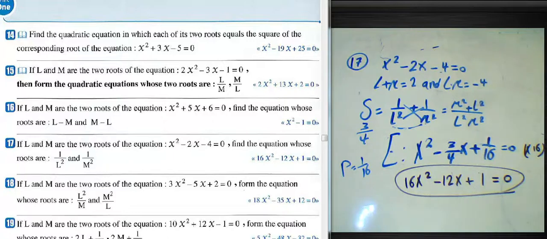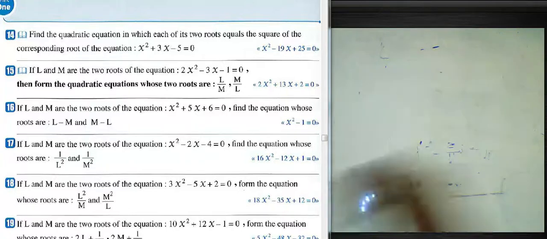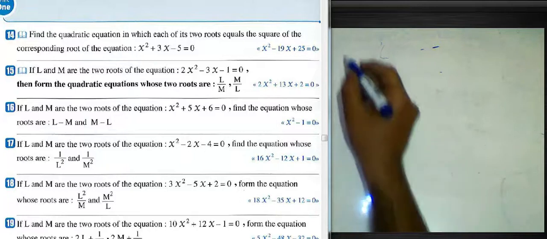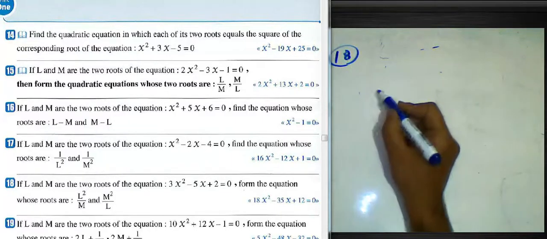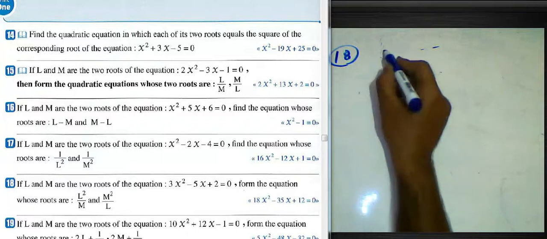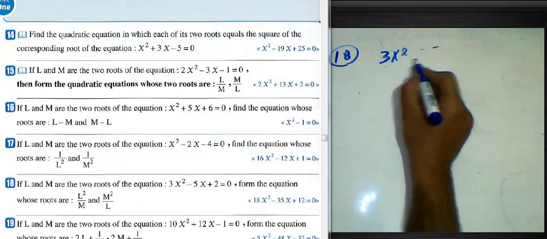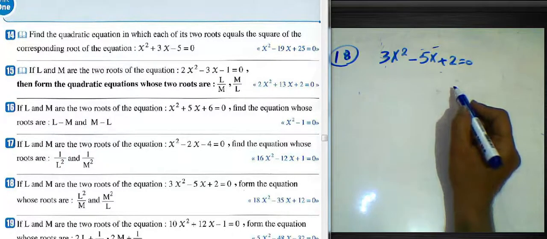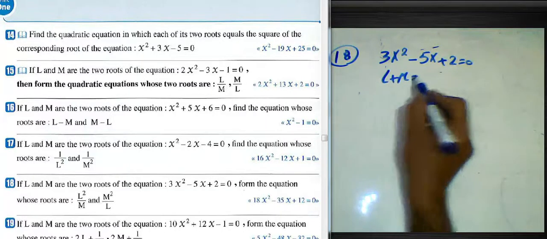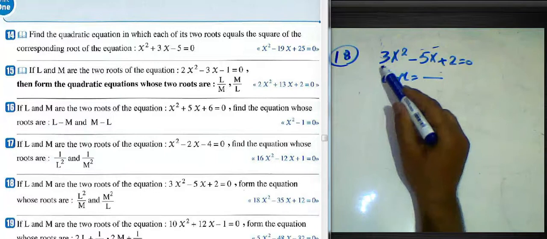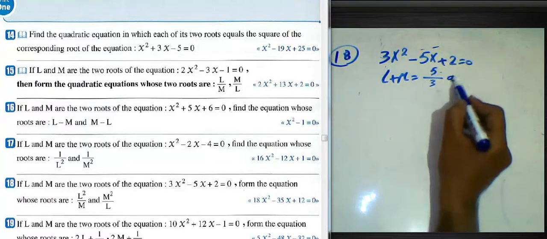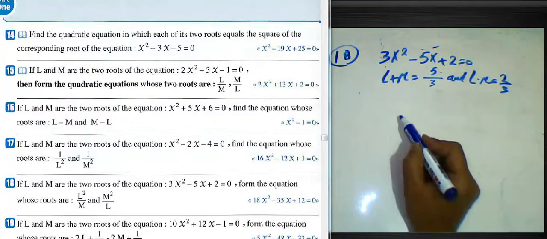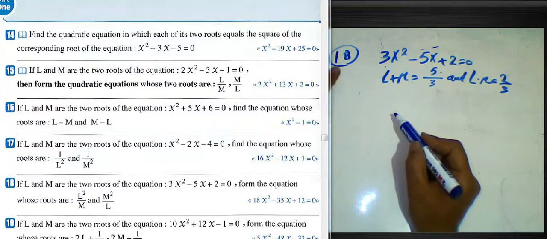Okay, what about question 18? Look with me at question 18. If L and M are two roots of the equation 3x² minus 5x plus 2 equals 0, we know L plus M equals negative the coefficient of x over the coefficient of x², which is 5 over 3. And we know L times M equals 2 over 3.